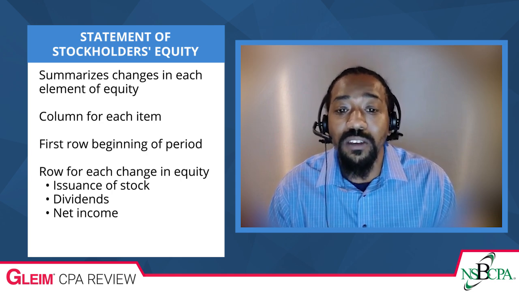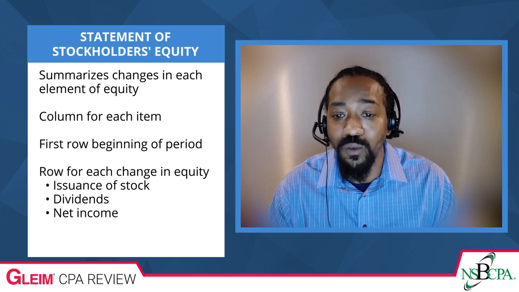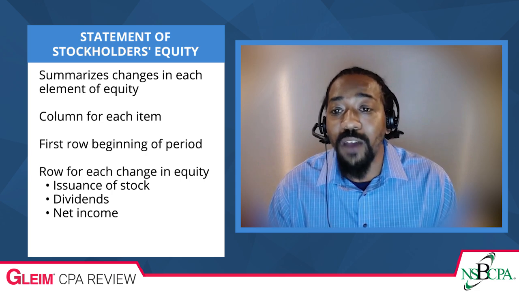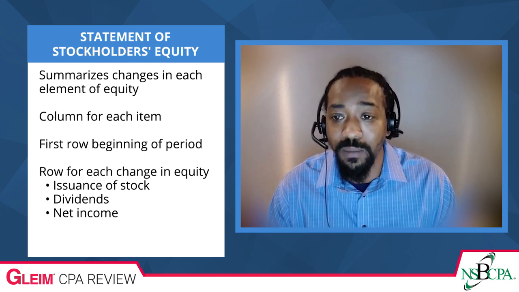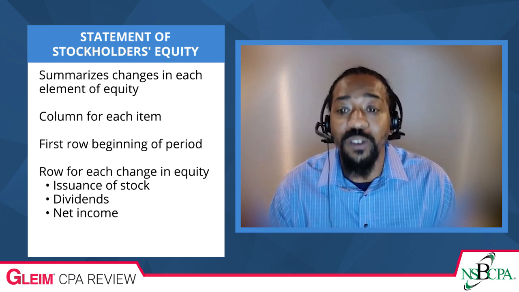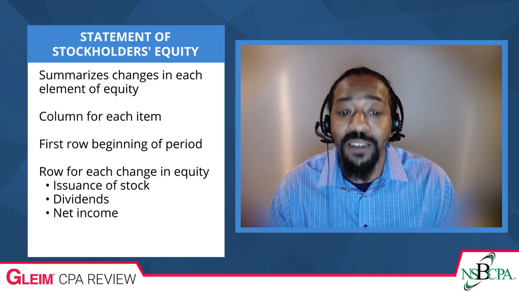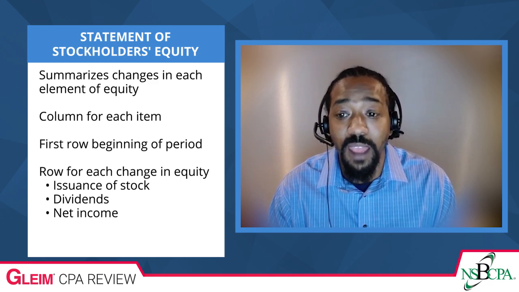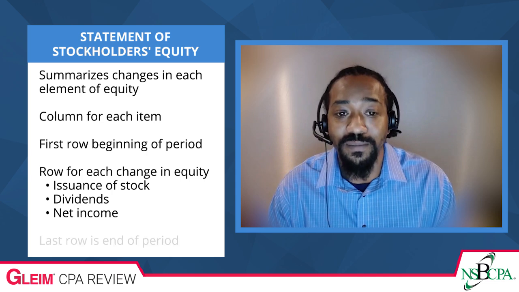And of course, don't forget about net income. Remember that we found net income on the income statement. That amount now carries forward to the statement of stockholders' equity. Net income would be a row, and that dollar amount of net income would be added under the retained earnings column.